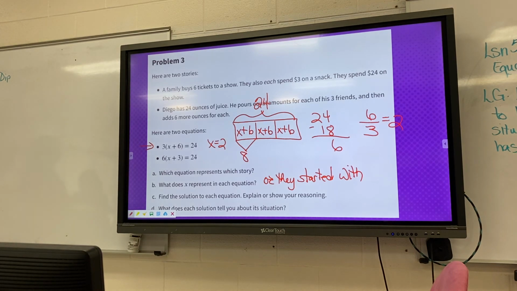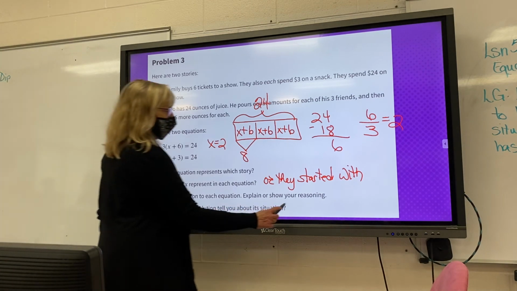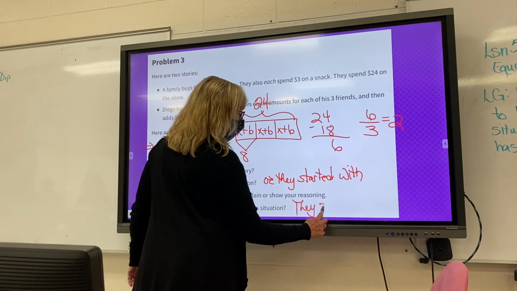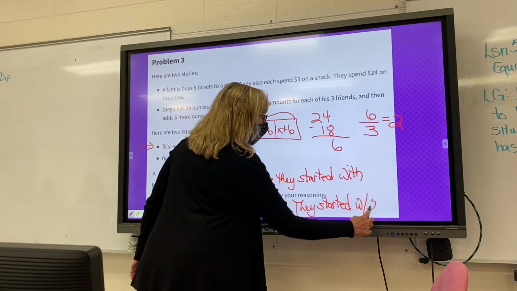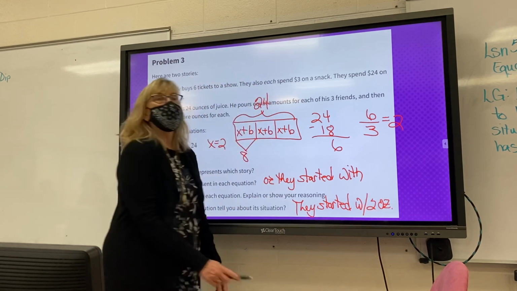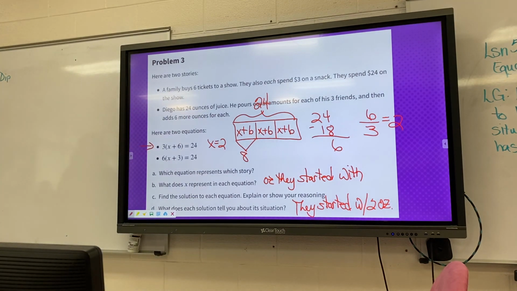Good. Y'all are solving these, and you didn't even realize it. You're reasoning through it. All right, what does the 2 mean in this story? Nevaeh. So they started with two ounces. Way to go.